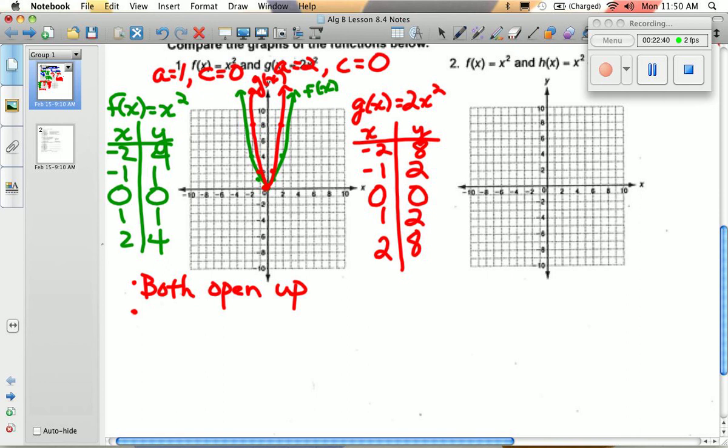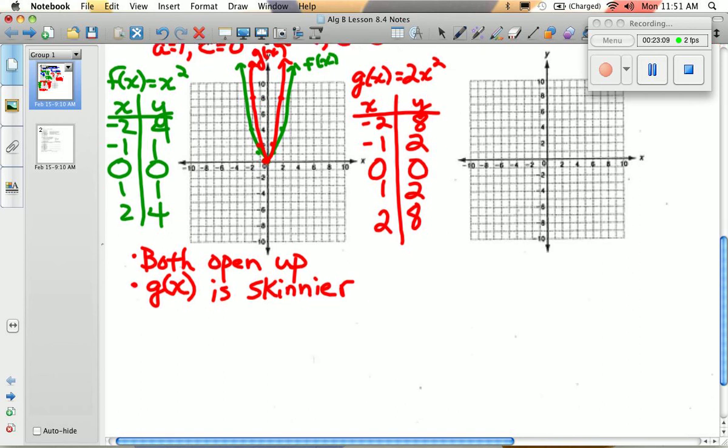We're going to say that g of x, we always talk about the new one, we compare it to the parent function. So what happened? Did g of x get skinnier or wider? Like I said, I like to use the word skinnier because it's easier to say. Or you can use the word narrower if you want. Slimmer works too. Okay, that takes care of our a value.